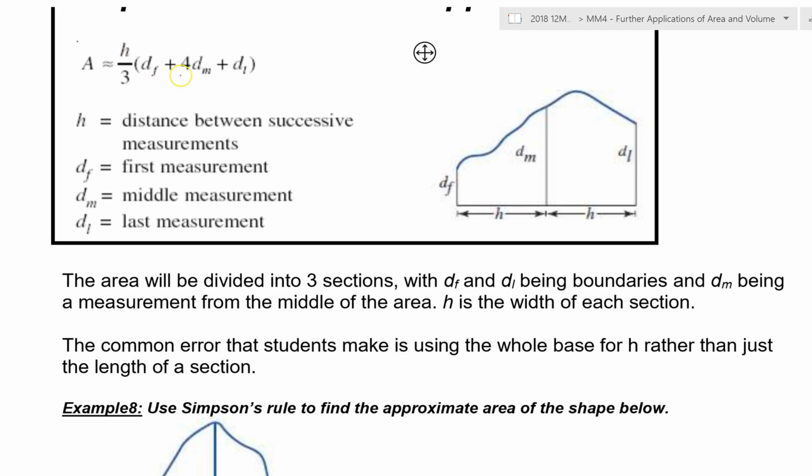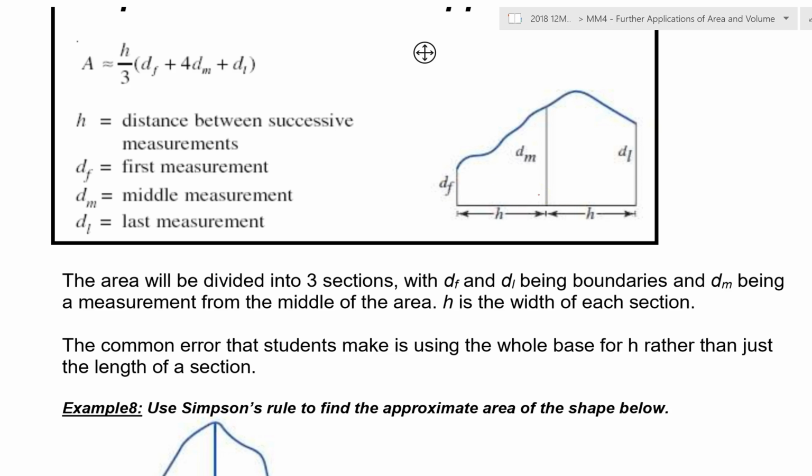Now, df, dm, dl. FML stands for first, middle, last. I don't care what you think. It stands for first, middle, last. Here's my first one, my middle one, my last one. I want to know how tall each of these lines are. First, middle, last. And H is for how far apart each of those lines are.